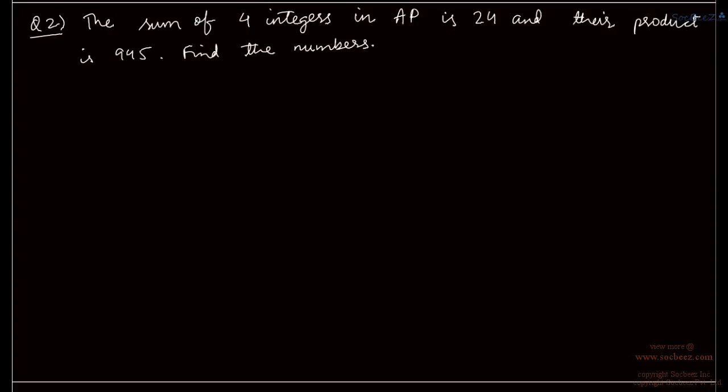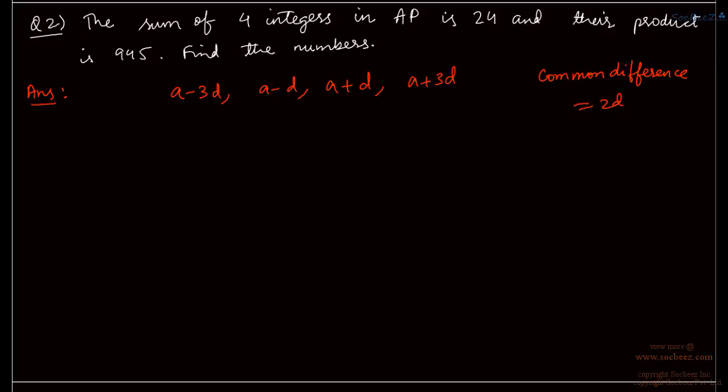Okay. Now, the sum of 4 integers in AP is 24 and their product is 945. Find the numbers. Now look closely how I write the integers here. Instead of writing them as A, A plus D, A plus 2D and A plus 3D, I try to innovate here. I write them as A minus 3D, A minus D, A plus D and A plus 3D, right? You can check that they still are in AP, but here the common difference is 2D. It's not D here. Okay, so that's not a big deal. While writing the integers later on, we will just substitute the correct common difference and we should get the answer. Okay, so let's get started.